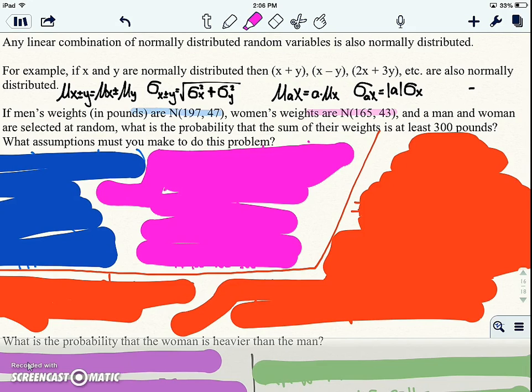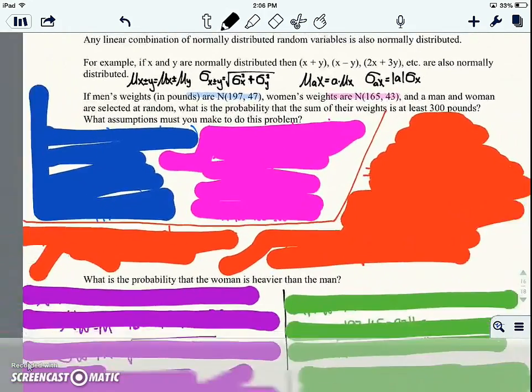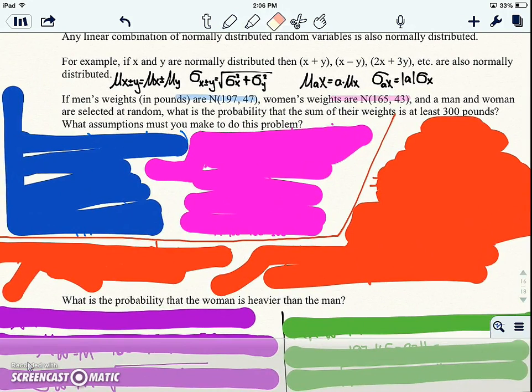First off, the assumptions are that men's weights and women's weights are not related, that they're independent. So picking a heavy man won't make it more likely that you pick a heavy woman when you randomly select them. And then you need to define your variables.